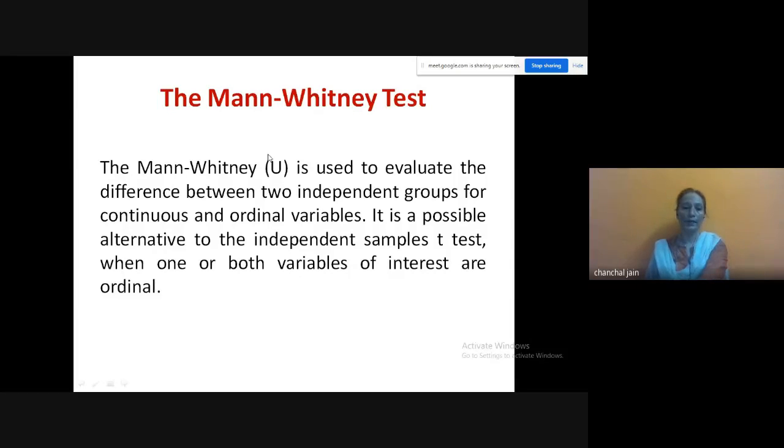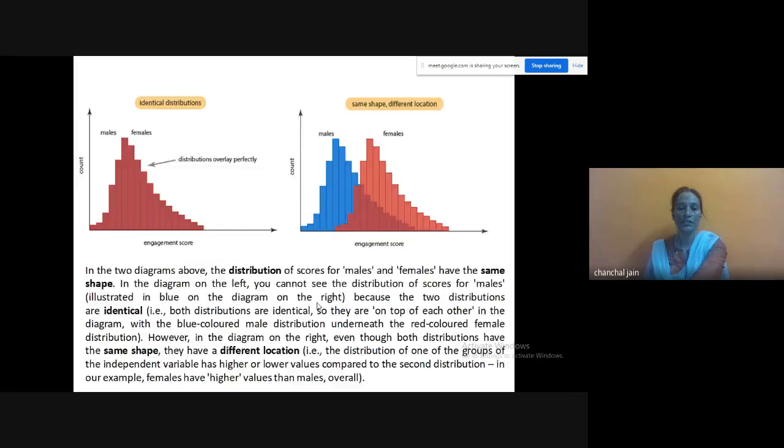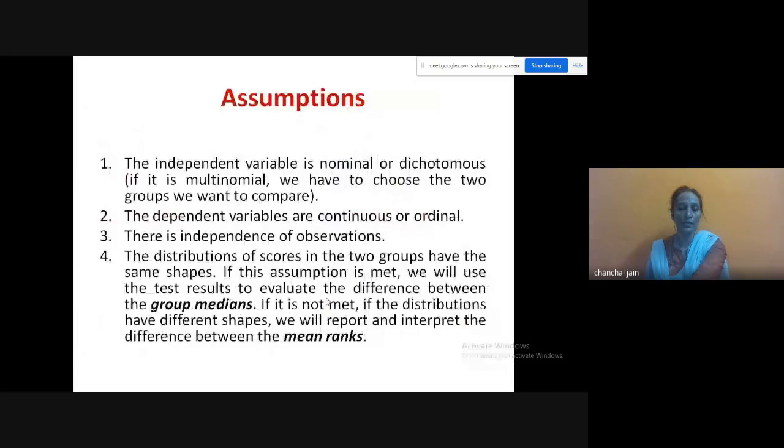In this test, generally the nature of both the variables should be ordinal, but as we have seen in the case of the independent sample t-test, our dependent variable was continuous in nature. So the Mann-Whitney test allows you to use a continuous dependent variable. But in that case you need to see one thing, that the hypothesis of the test will change. I will discuss these hypotheses later.